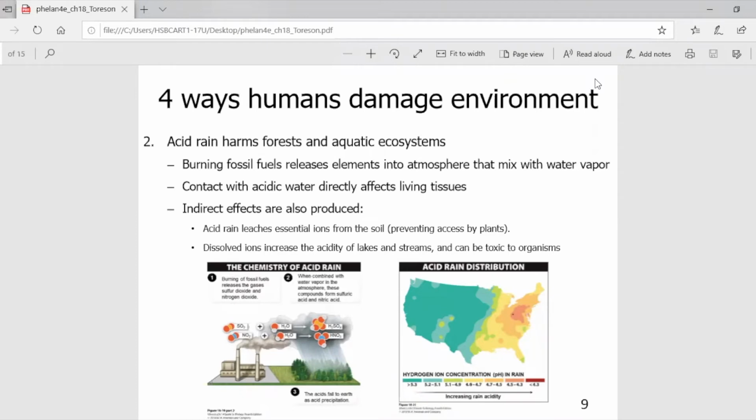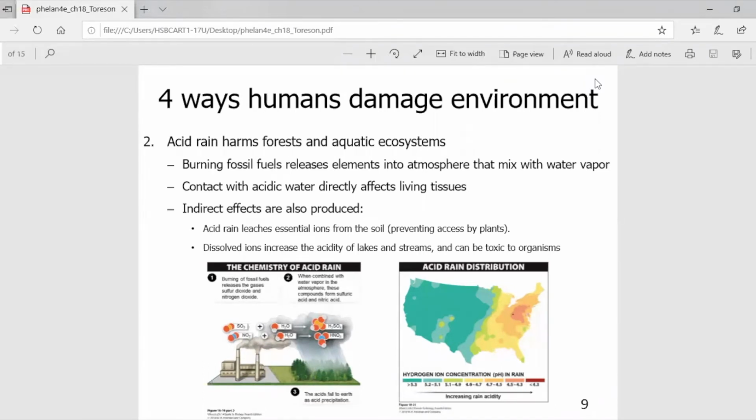pH measures how acidic or basic a solution is, and the scale goes from 0 to 14. A pH of 7 is neutral, and anything less than 7 is considered acidic.